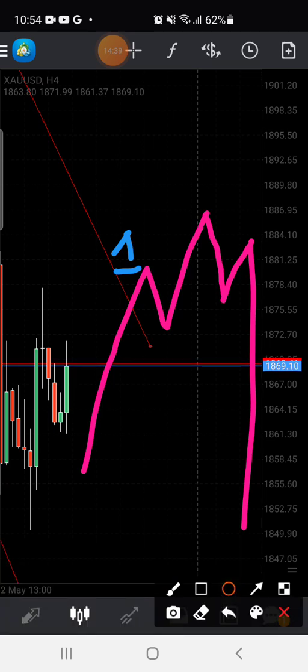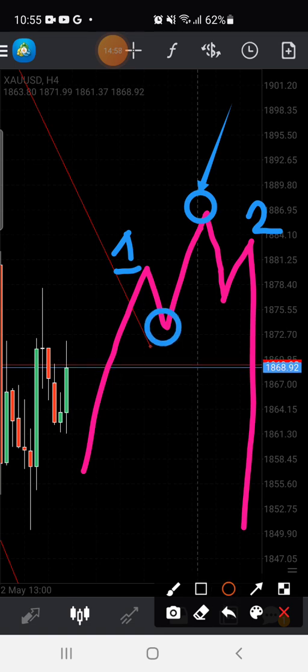Okay, so you have the head here, then the second shoulder formed at this point. So once this thing forms, you are not entering your trade. You are going to wait for the price to break the low of the first shoulder. This is the low of the first shoulder. This is the low of the second shoulder.